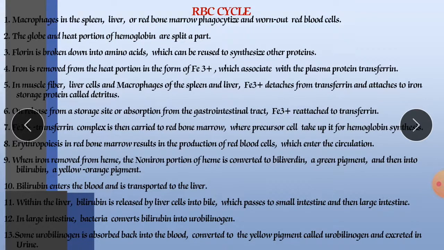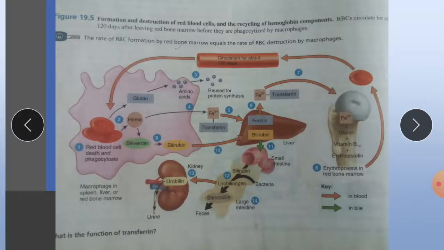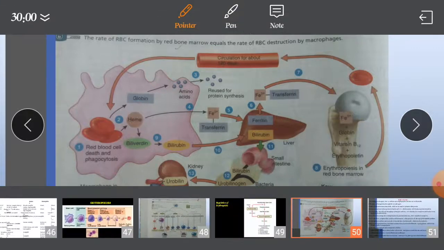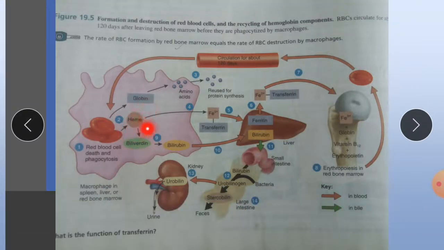Now the second point is the globin and heme portions of hemoglobin are split apart. Here you can see in the second part, the heme portion is the portion which contains the ferrous, which contains the iron. The RBC contains the hemoglobin, so it will release that heme part from the RBC, and here in stage 3, what will happen?